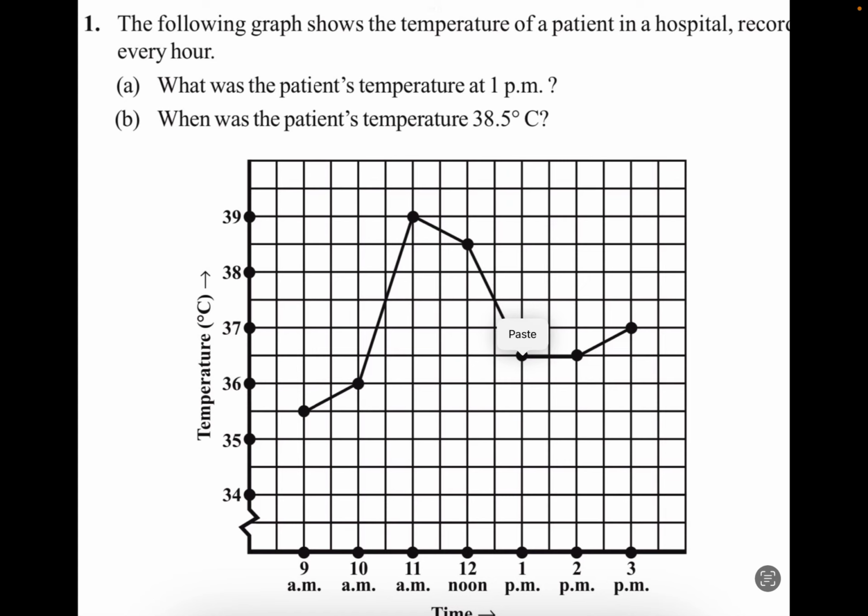And when was the patient's temperature 38.5? So, where is 38.5? This is 38.5, which is corresponding to this point, correct? Now, this point is corresponding to what? At 12 noon. So at 12 noon, the temperature is 38.5 degrees.